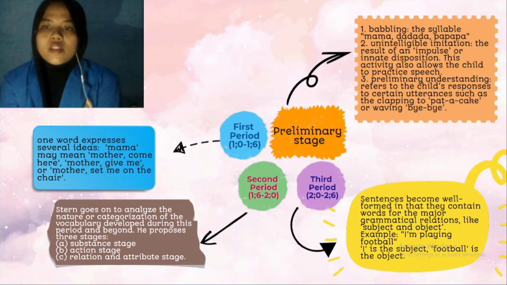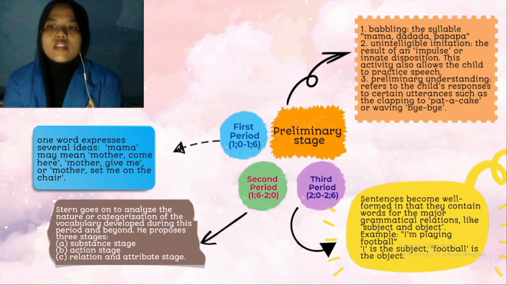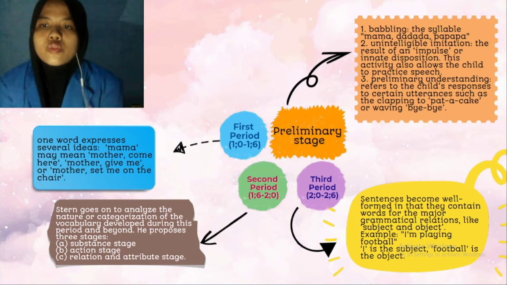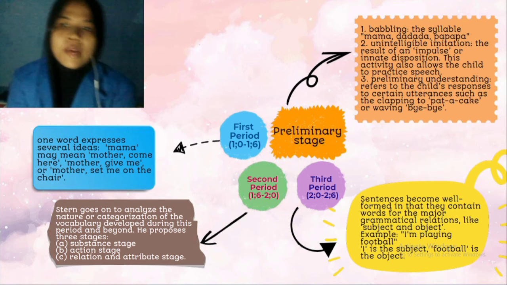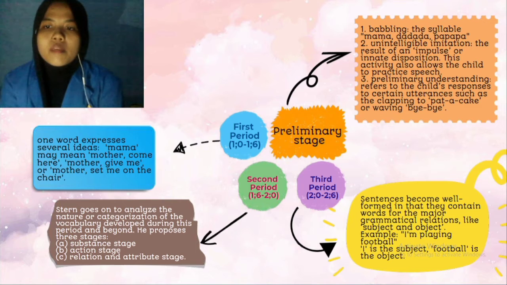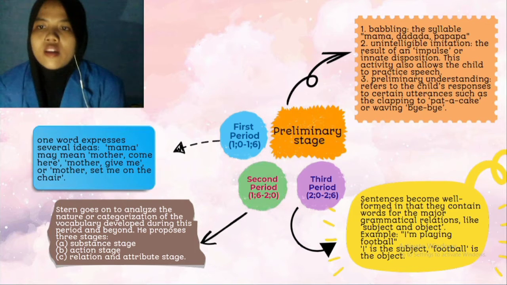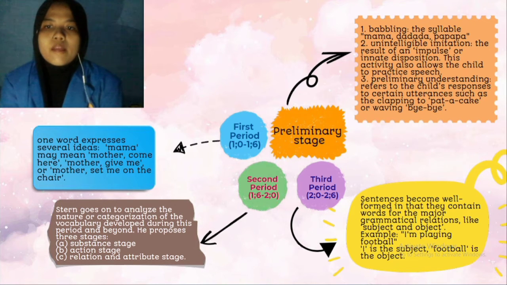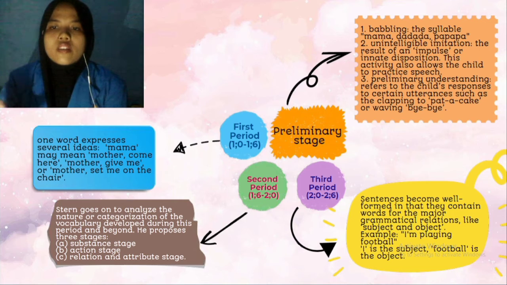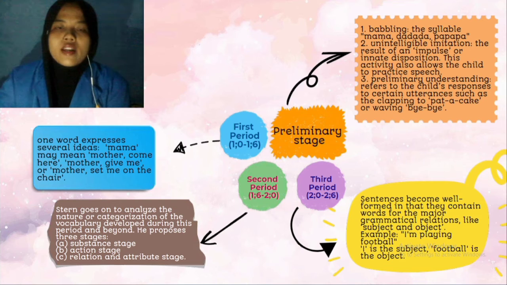And the last is preliminary understanding, in other words, the basic understanding of the children. It refers to the child's response to certain utterances, such as clapping to pat a cake, or waving their hands to say bye-bye. In other words, in preliminary understanding, the children respond to a particular utterance, like clapping their hands or waving, which means saying bye-bye, or clapping to pat a cake.